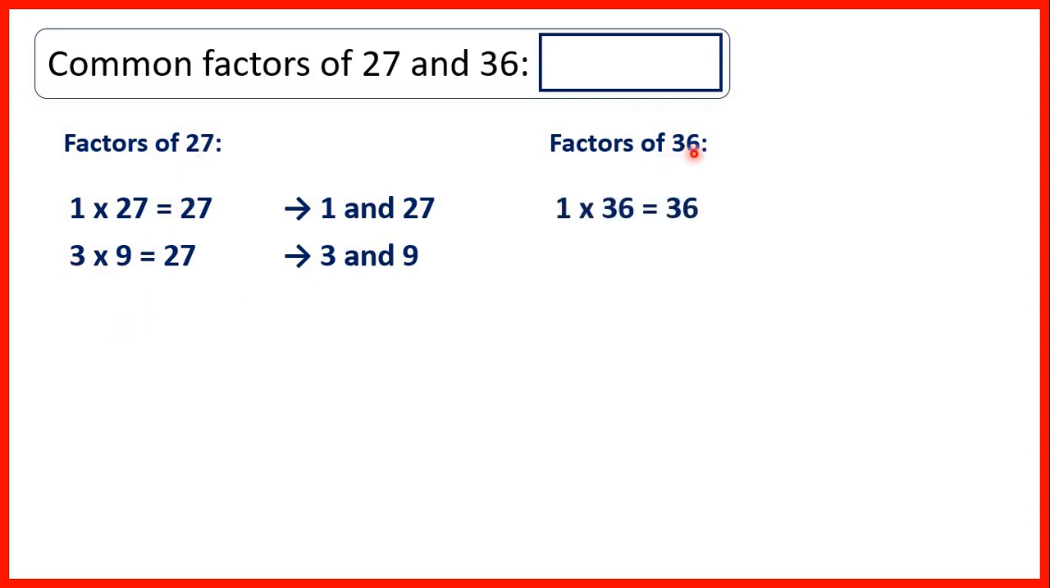For factors of 36, we have 1 and 36. We can also have 2 and 18, because 2 times 18 is 36, and we know that if we divide 36 by 2, we'll get 18.